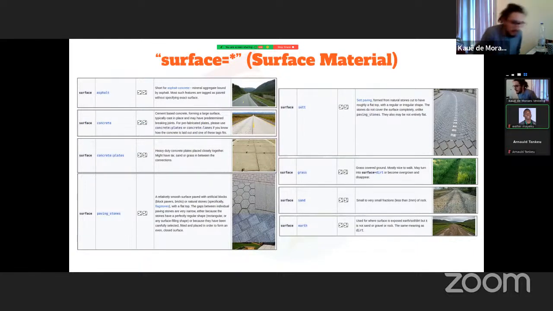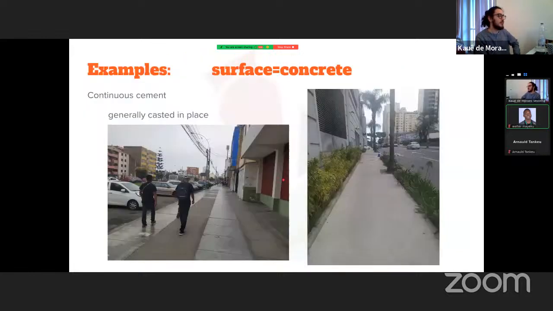We have a wide range of values for the surface tag. So we have asphalt, concrete, concrete plates, paving stones, sand, grass, earth, and many others, okay? So let's talk about each one a little bit. First of all, we have surface concrete, which is generally cast in place, so it's made there. They have a carriage with concrete, and then they just pour it there.